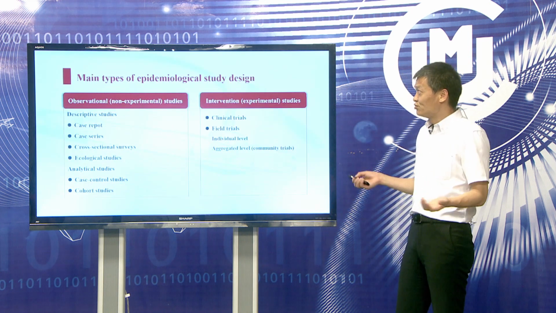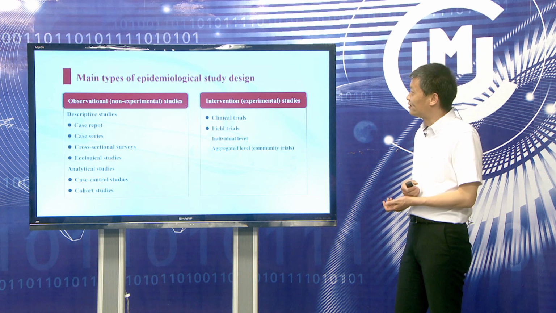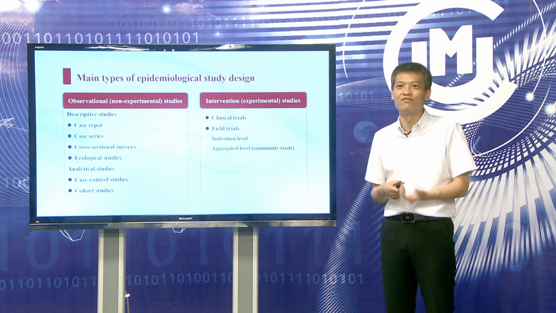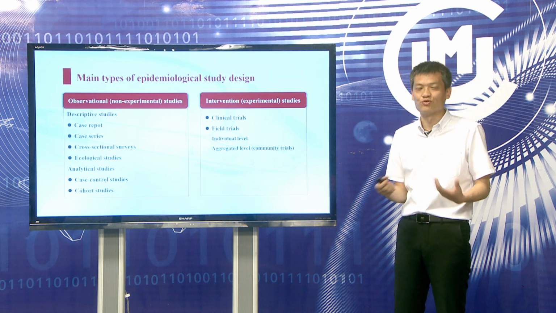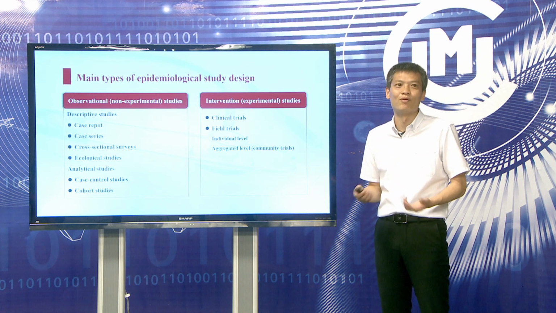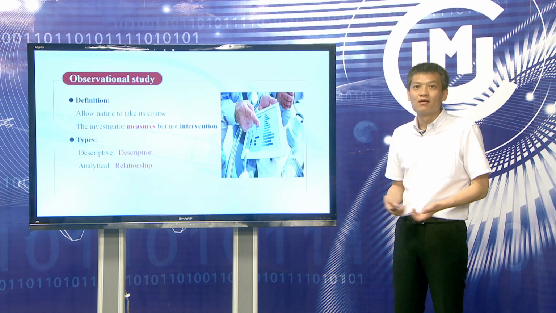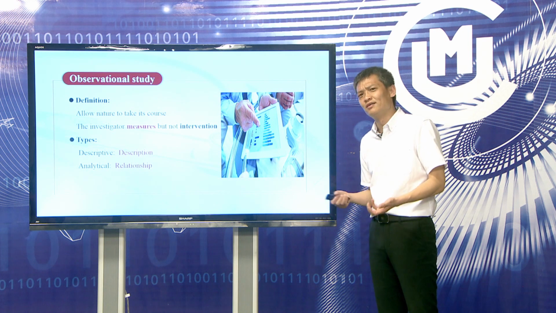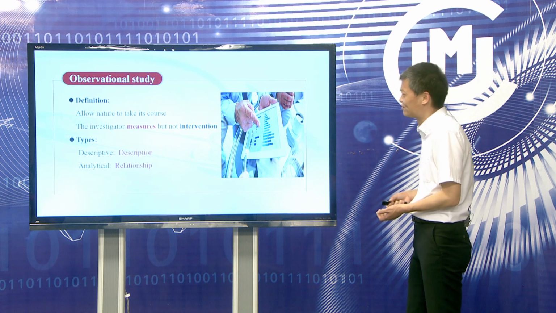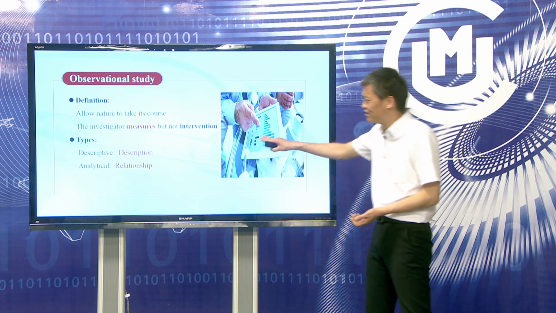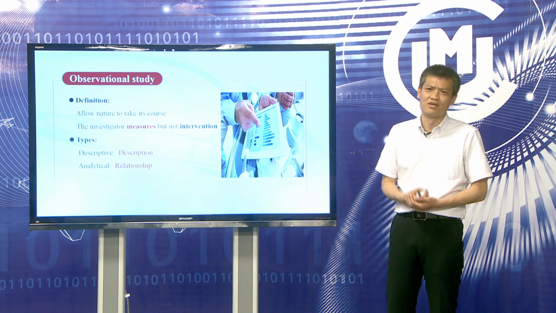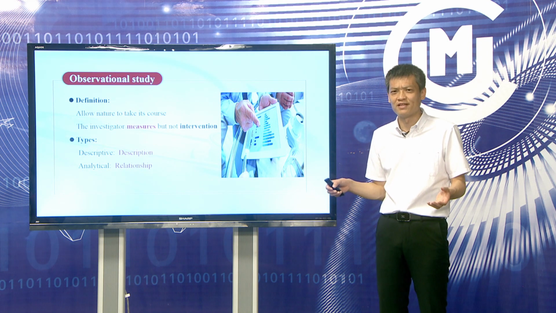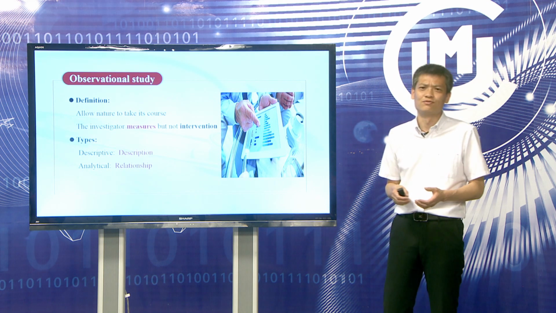There are two main types of epidemiological study design: observational studies and intervention studies. Next, we will introduce these study designs one by one. Observational study is defined as allowing nature to take its course while the investigator measures, but does not intervene. There are two types of observational study: descriptive studies and analytical studies.